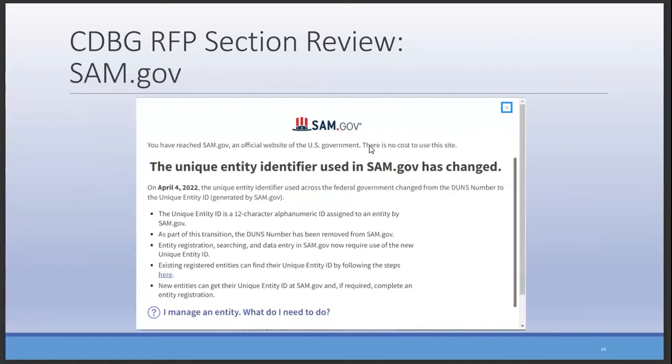SAM.gov has undergone many facelifts during the past couple of years, ranging from platform changes to replacing the DUNS number with the UEI number. For those who are familiar with the new platforms, SAM.gov will walk you through these changes. Here is a slide of what SAM.gov looks like when you first enter into its website as of last month.